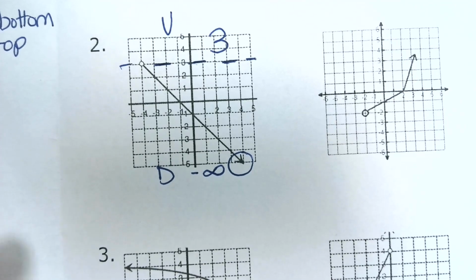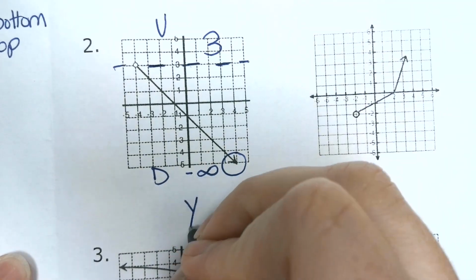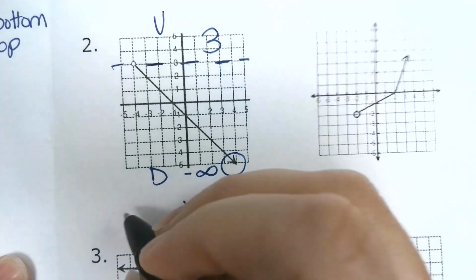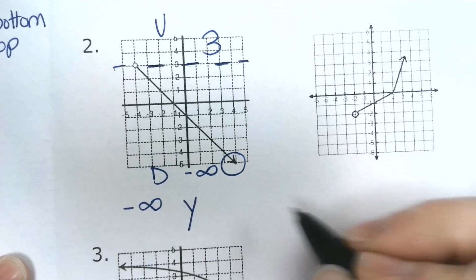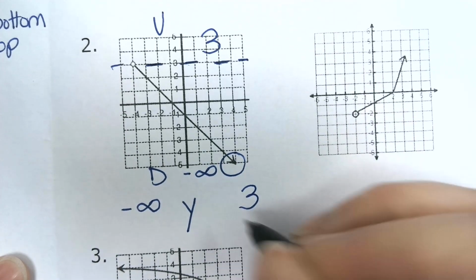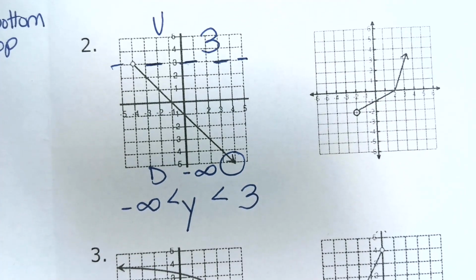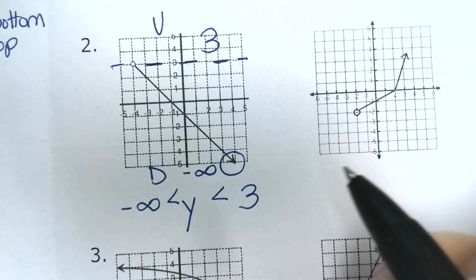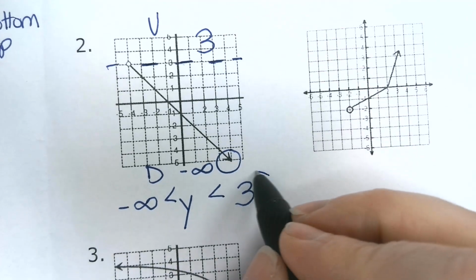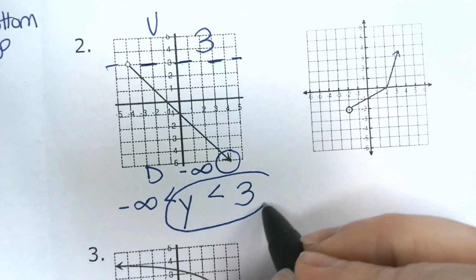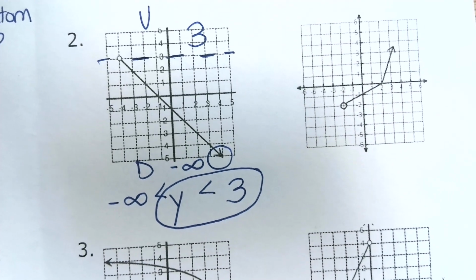Okay, we're still going to put it in the same format. Y is in the middle. We put our down number first. Then we put our up number. And we put our less than symbols. For infinity, we're going to use our less than number. Then we're going to simplify by circling what we have.